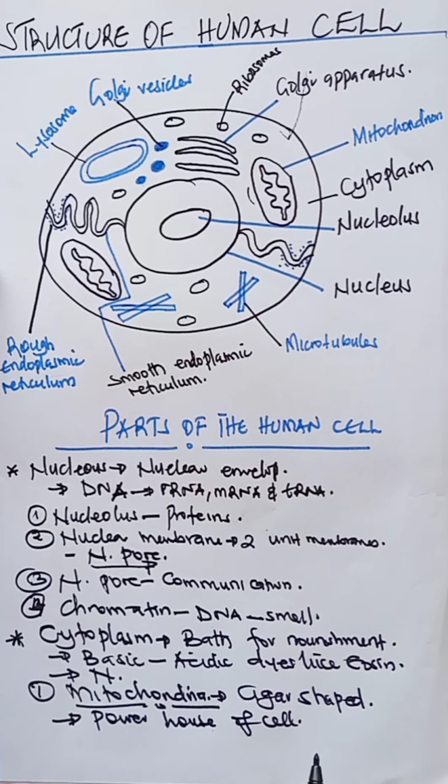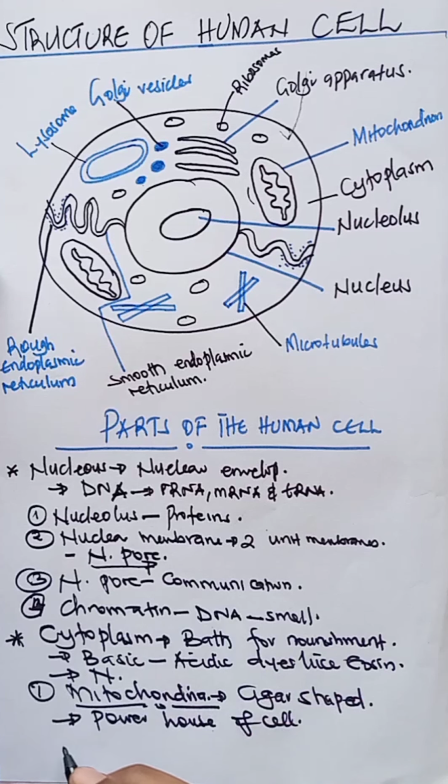All the functions within the cell require energy. So the mitochondria is very important in ensuring that energy is produced. It is also the site by which food energy is made available for metabolism of the cell.